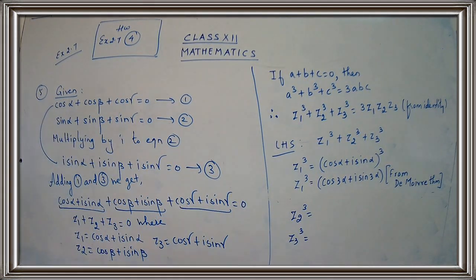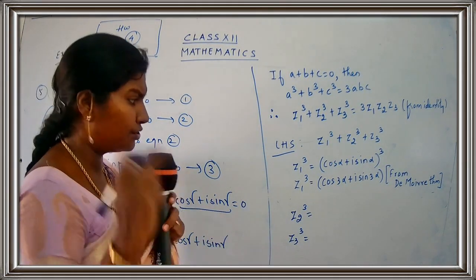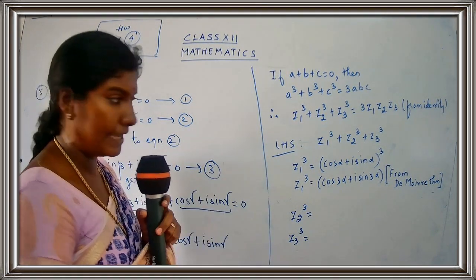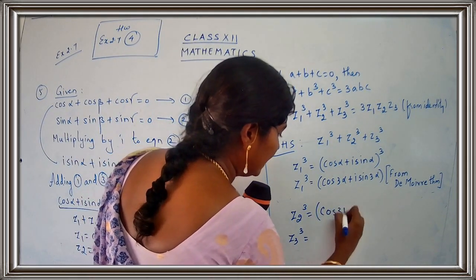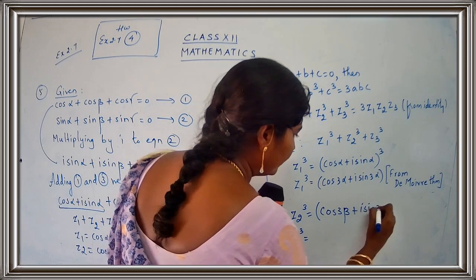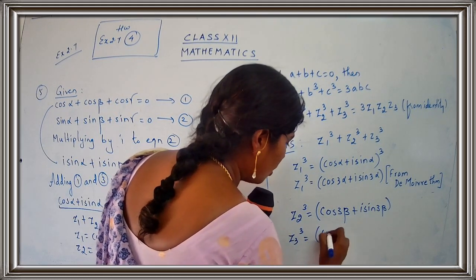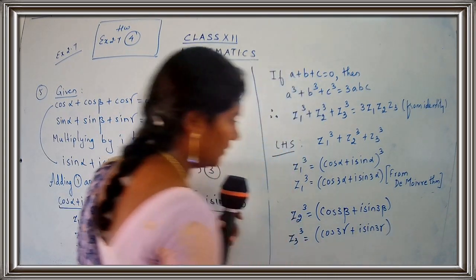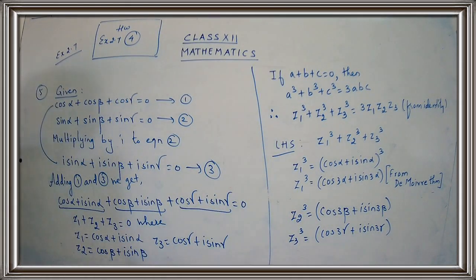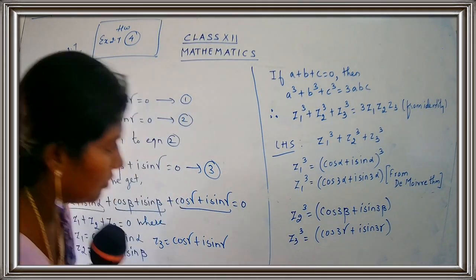I'll just write the answer. No need to mention the theorem again. Once we have mentioned the name of the theorem, that's enough. No need to go again and again for the same statement. So just write down the answers here. So this is cos 3 beta plus I sin 3 beta, and here you get cos 3 gamma plus I sin 3 gamma. Okay, so we have found the values for Z1 cube, Z2 cube and Z3 cube. So I am going to put this together. I am going to substitute the value for LHS over here.